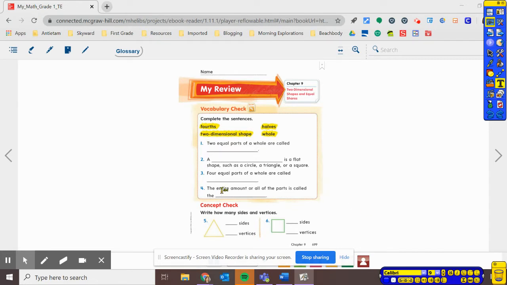Okay, so we're going to go over some vocabulary first. Our first one says two equal parts of a whole are called what? So what's it called when I have two equal parts? Is it called fourths, halves, a two-dimensional shape, or a whole? It's called halves. So I'm going to write that on my first line. Please make sure you're writing it on yours, and your spelling should be right because we have it right there in front of us.